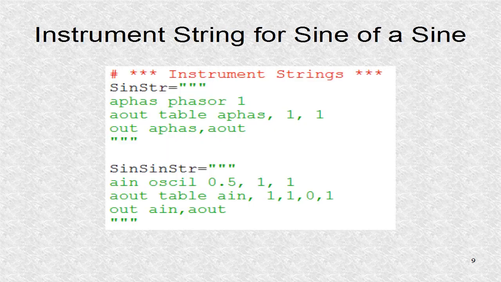9. This shows a more complicated example. Here we have an instrument string where the table is reading a phase from a sine wave leading to an FM-like output.